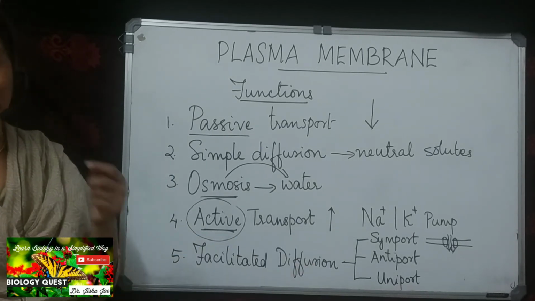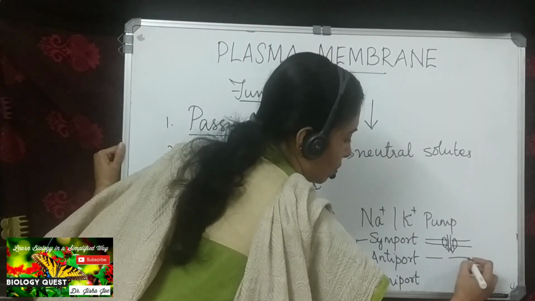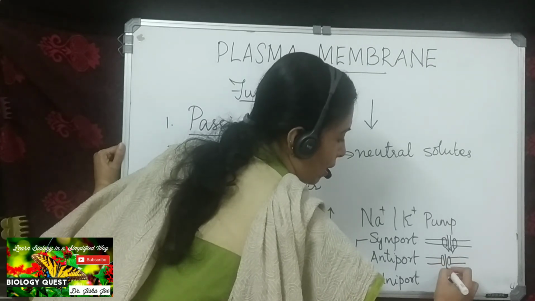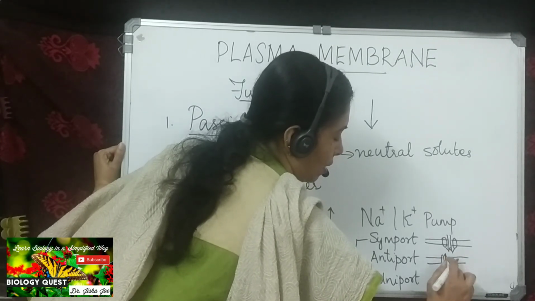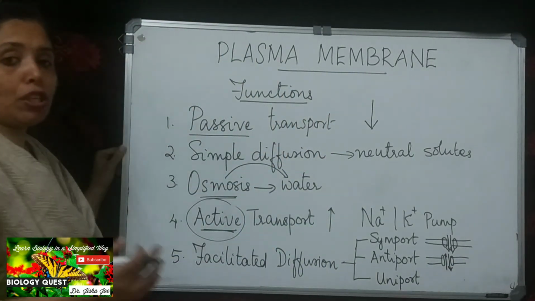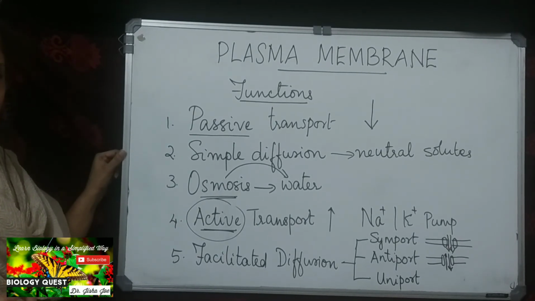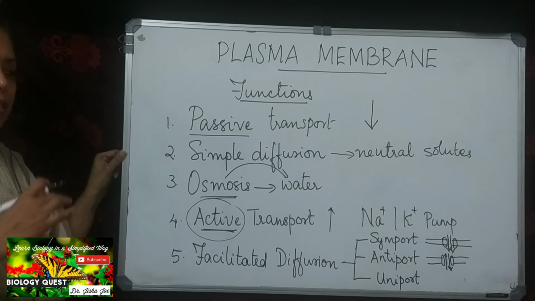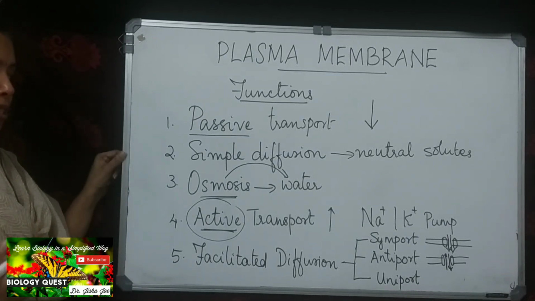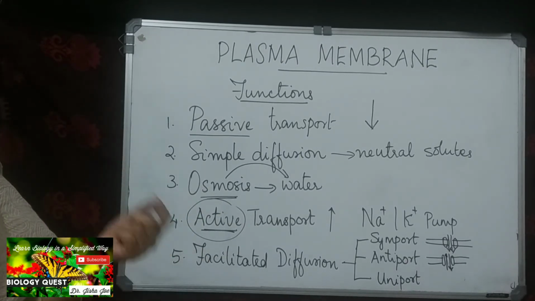Now when we come to antiport, the molecules move in opposite directions. So we can see the protein channel, and if one molecule moves in this direction, the other molecule will move in this direction. So the molecules move in opposite directions. That is antiport. So in symport, the movement of molecules occurs in the same direction, whereas in antiport, the movement of molecules occurs in opposite directions.